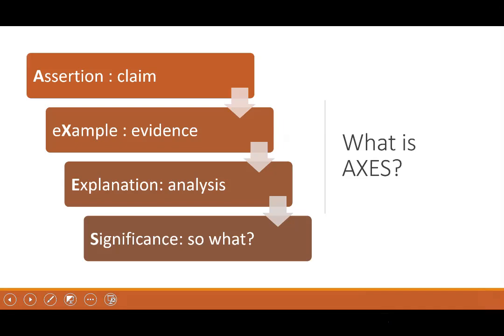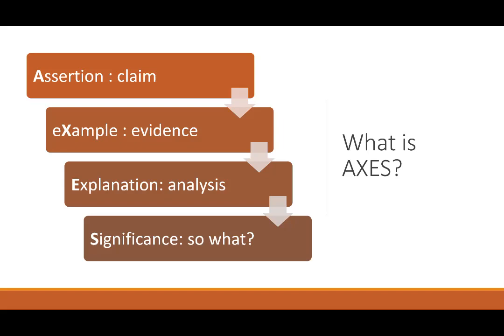Essentially, it's just an acronym to help you remember 4 essential elements for developing paragraphs within your written work. So the first element of this is the assertion. This is the claim or argument that you're making in a specific paragraph of your paper. Next, we skip the first letter and go to the X for example. This is the specific evidence you use to support or prove the claim or assertion you've made in the paragraph.